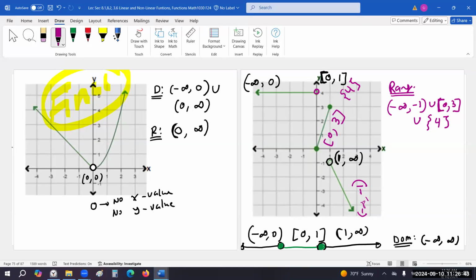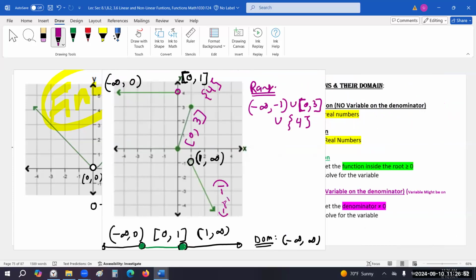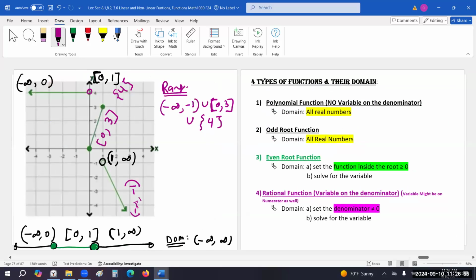Okay, so that's how we read our graph. From the graph, we figure out what our domain and range are. Now, what if they do not give us the graph? They just give us the equation. Well, in this class, we are going to have 4 types of equations. One is just normal polynomial. One is odd root function. One is even root function, mostly square root function.